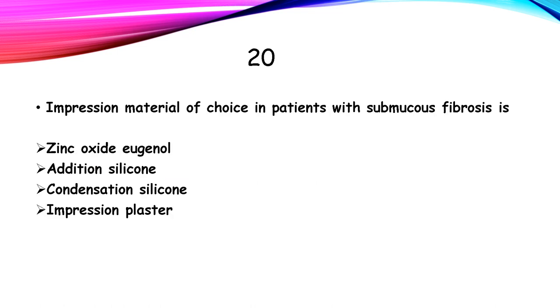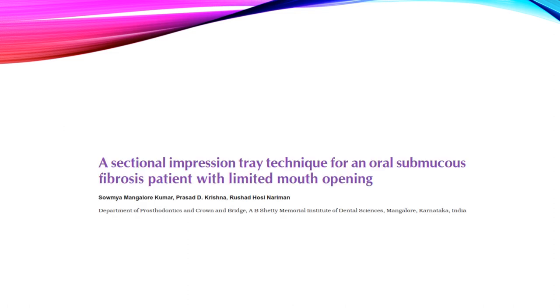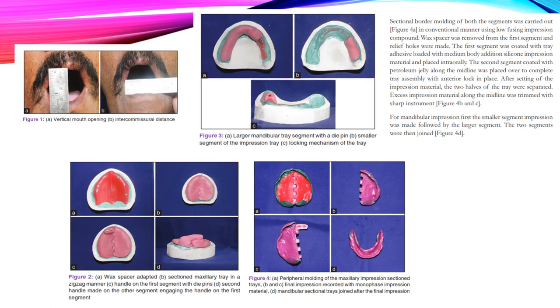And coming to the last question of today's lecture, the impression material of choice in patients with oral submucous fibrosis is: zinc oxide eugenol, addition silicone, condensation silicone, or impression plaster. According to this article by Soumya et al., a sectional impression tray technique for an oral submucous fibrosis patient with limited mouth opening. So here the patient shows limited mouth opening. In such patients, we can do the impression by a special technique, that is sectional border molding.